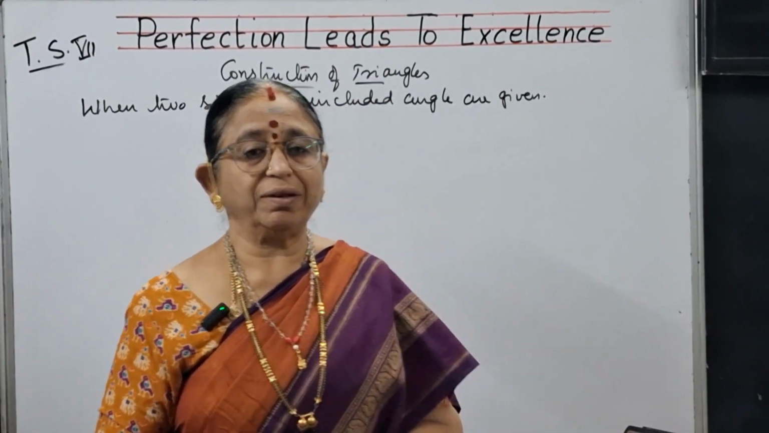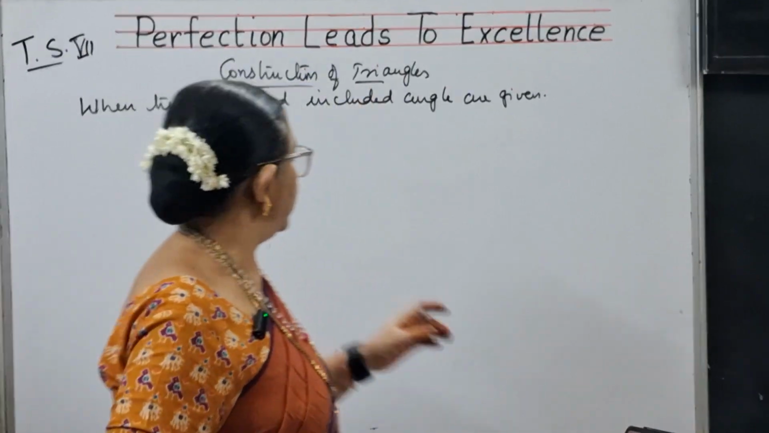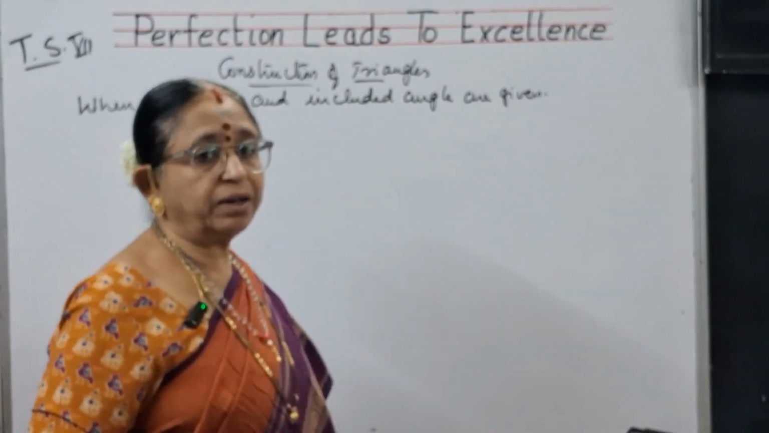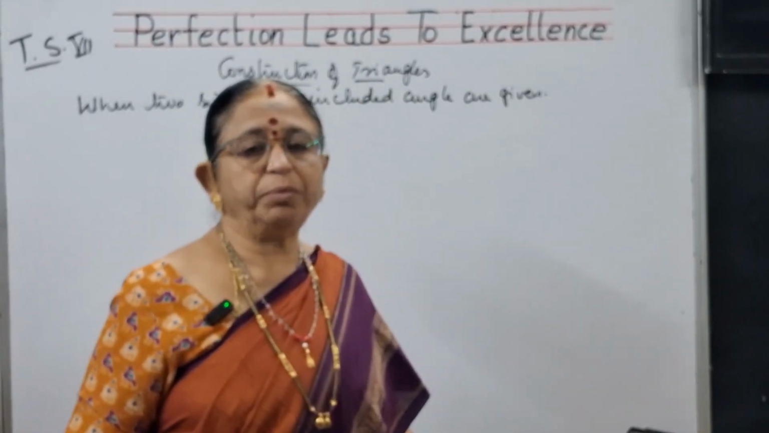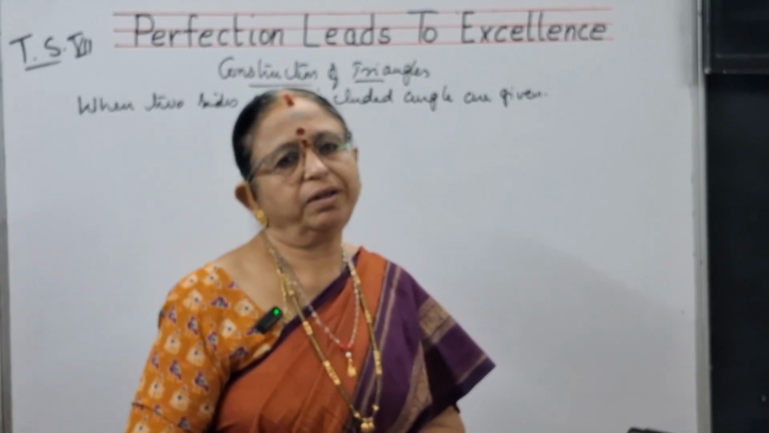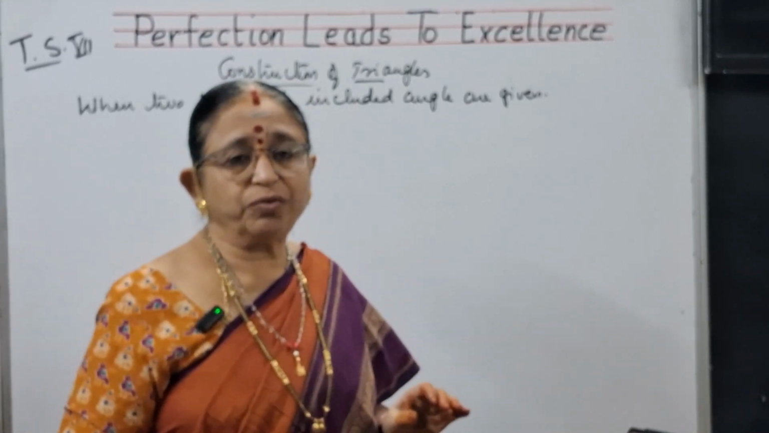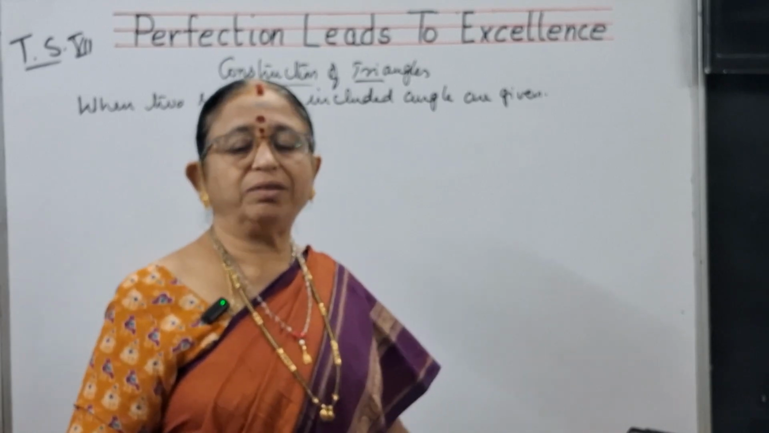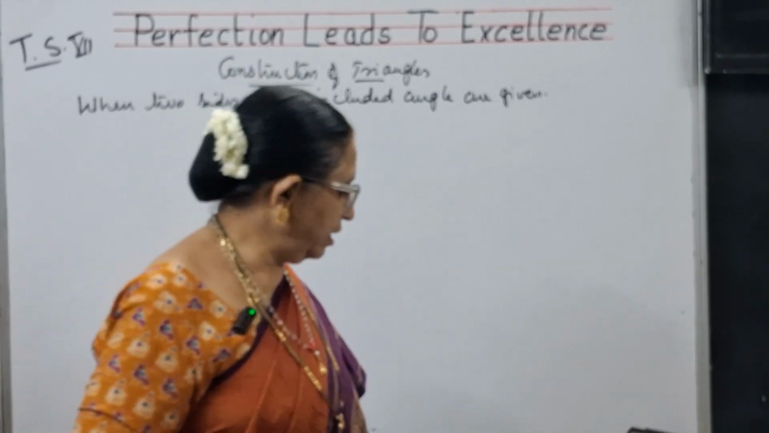Now I am dealing with 7th class maths, 7th class construction of triangles. One part we have completed, when all the three sides are given, how it has to be constructed. Now I am doing construction of triangles when two sides and their included angle is given.